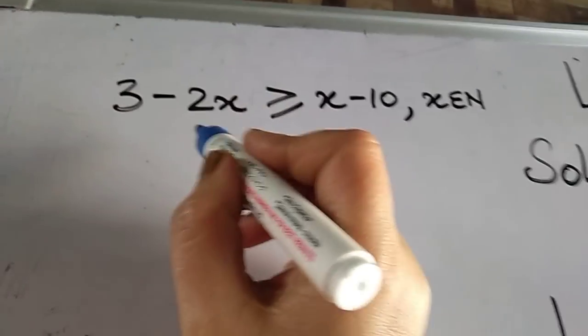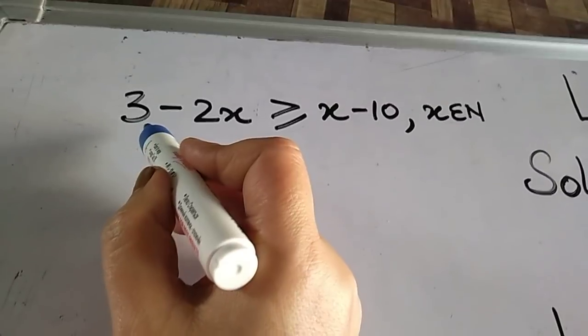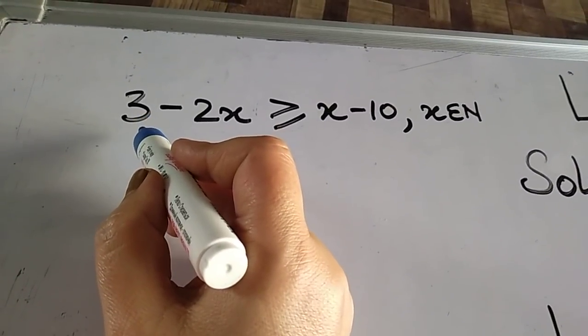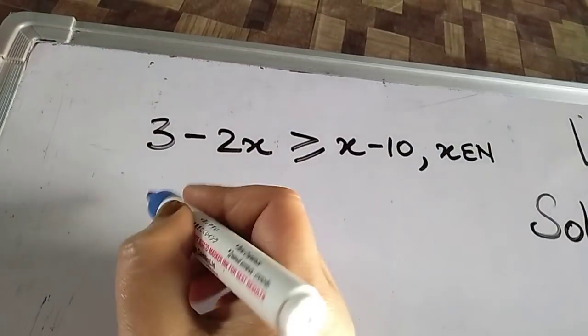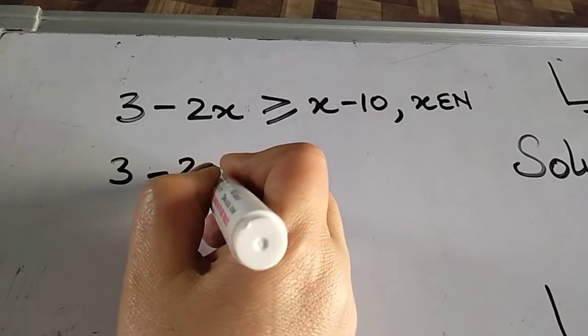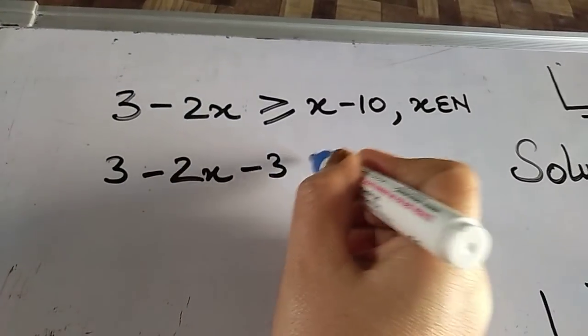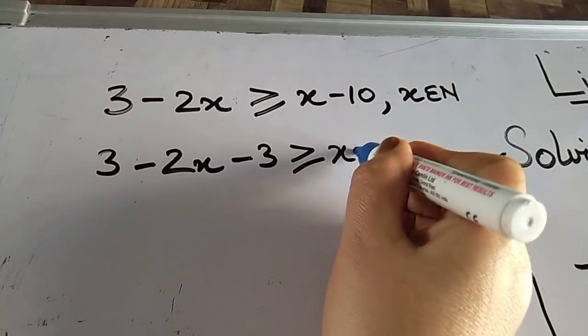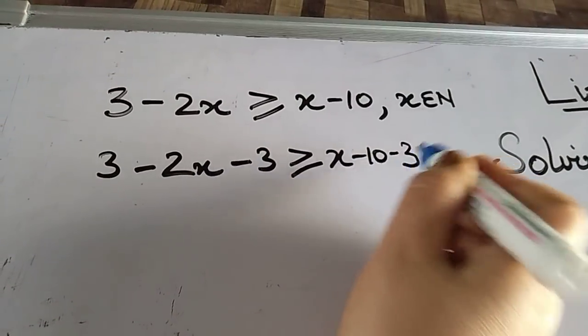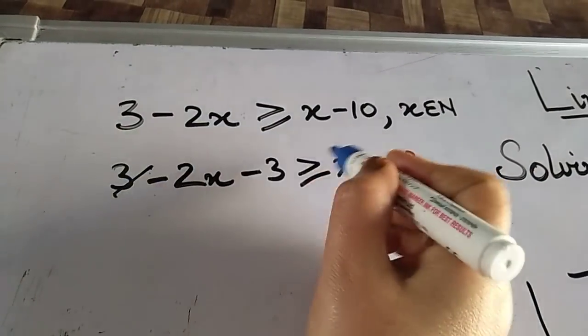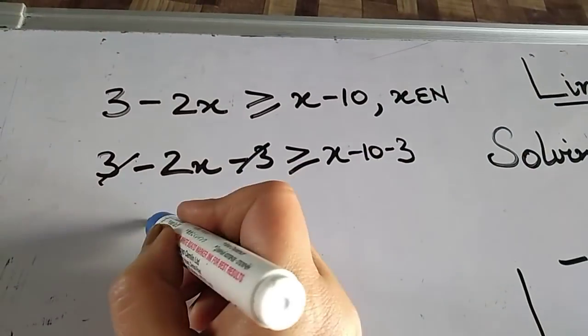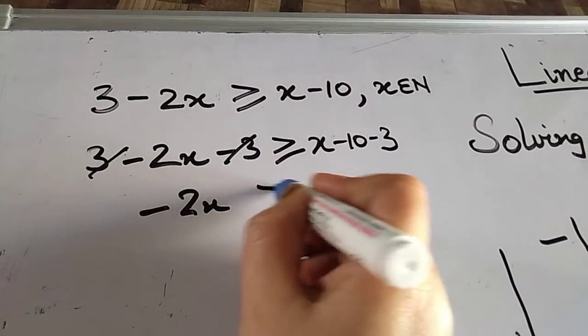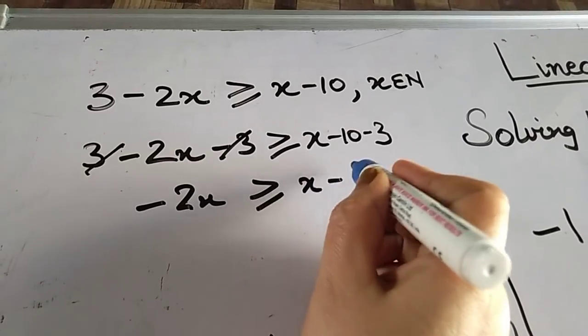So what should I do first? Tell me. I have to remove this 3 from here. To remove this 3, I will subtract 3 on both sides. So 3 minus 2x minus 3 is greater than or equal to x minus 10 minus 3. I am subtracting 3 from both sides, so this 3 and this 3 cancel. I am left with minus 2x is greater than or equal to x minus 13.